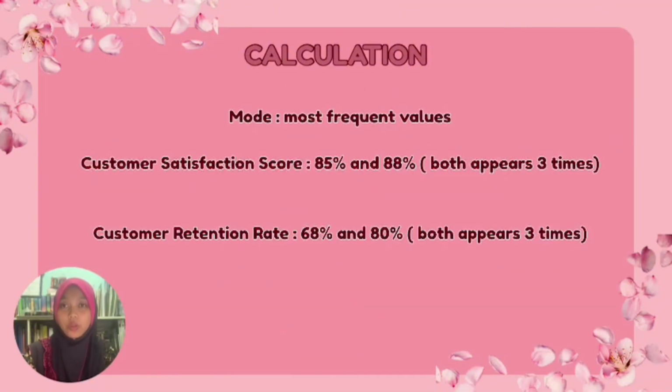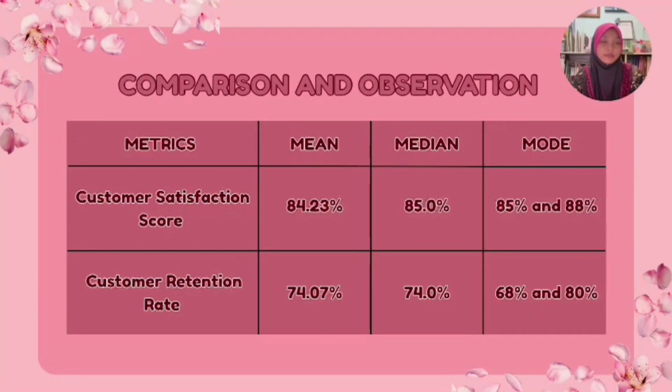Lastly is the mode, which is the most frequent value. For customer satisfaction score, it will be 85% and 88%, where both of them appear 3 times, and for the customer retention rate, it will be 68% and 80%, also appearing 3 times. Next, this is the table to compare all the central locations for both of the metrics.